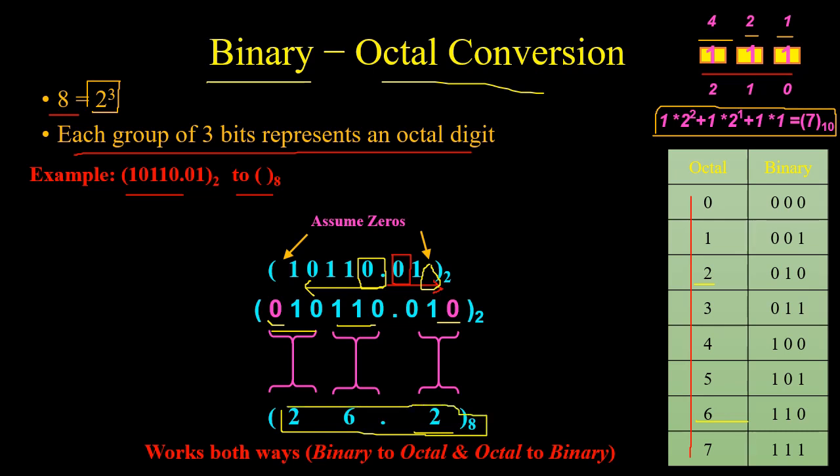Now we have performed binary to octal conversion. Now for octal to binary conversion, we will simply write the binary equivalent from the table given here corresponding to each octal number.